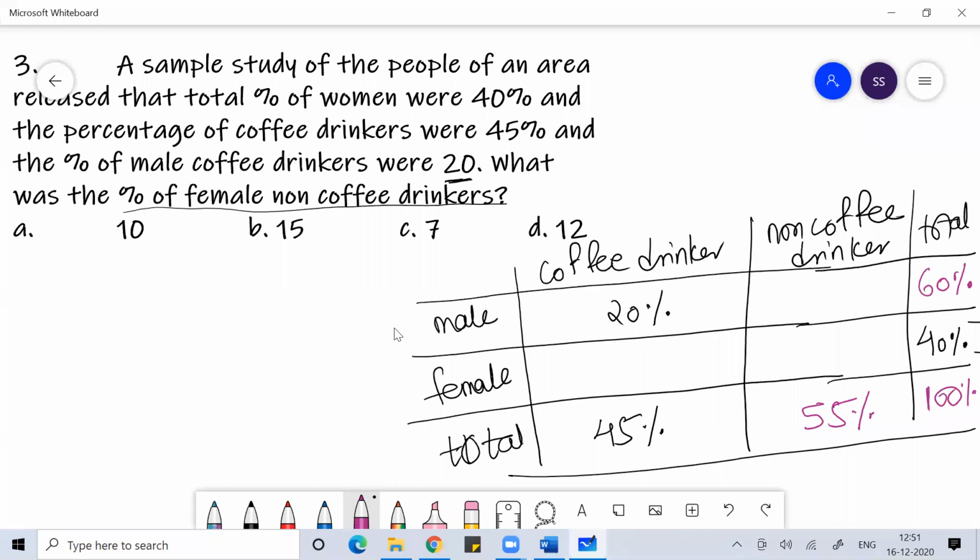Now this is 20. So this will be 60 minus 20. This will be 40. Now this will be 55 minus 40, so this will be 15. This is 15, so this will be 40 minus 15, this is equal to 25. Then they ask you the question, what is the percentage of female non-coffee drinker? So the female non-coffee drinker answer is 15%.